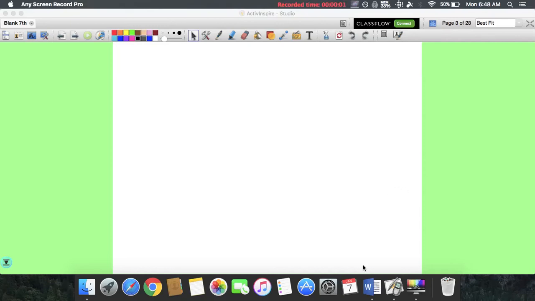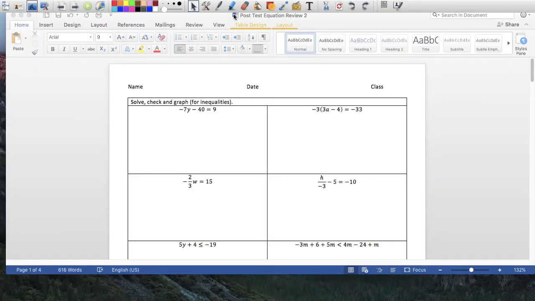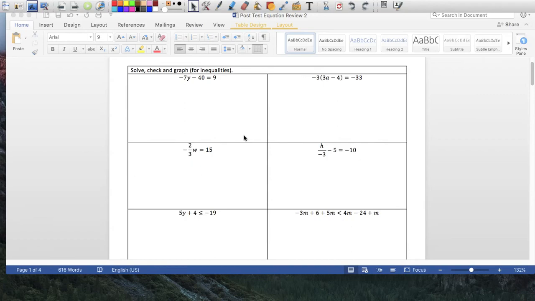So, same thing like last time. I'd like you to use this as a check as you go along through your work. So let's get started pretty quick. First question. So again, it's an equation, two-step equation actually.